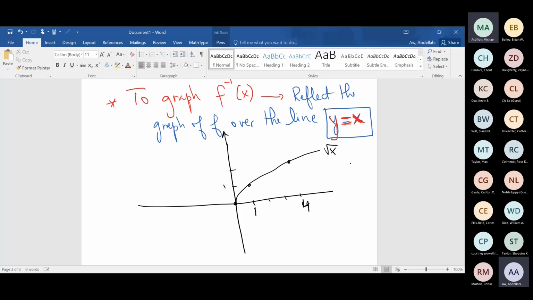Now I want to graph the inverse without doing the work, right? I want to graph the inverse. Look, what it tells me, I have to reflect over the mirror. The mirror is the line y equals x. This is this line right here.